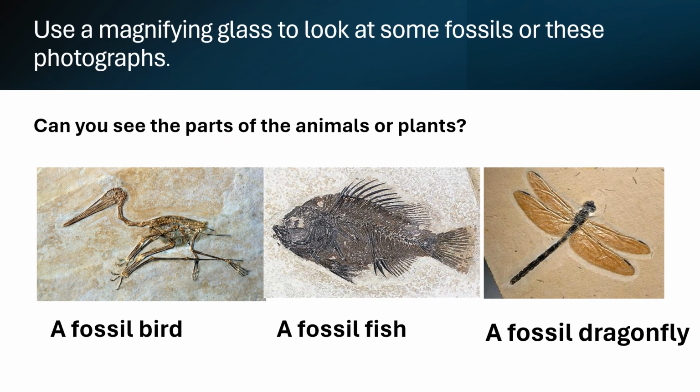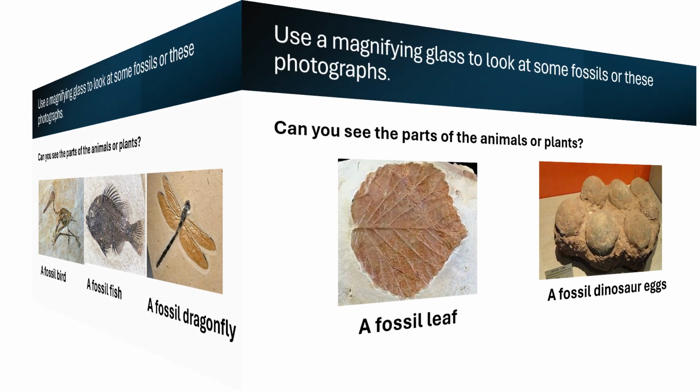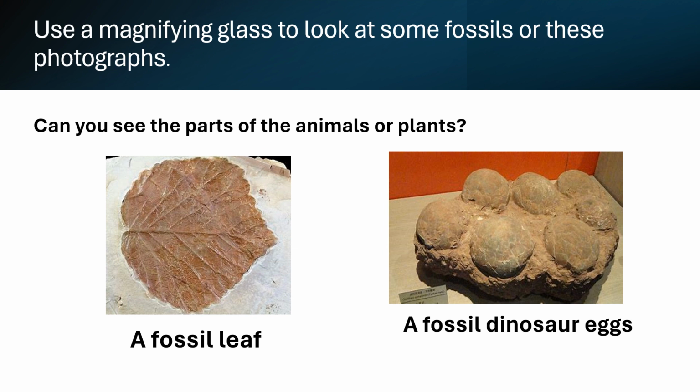Use a magnifying glass to look at some fossils or these photographs. Can you see the parts of the animals or plants? A fossil bird, a fossil fish, a fossil dragonfly. Use a magnifying glass to look at some fossils or these photographs. Can you see the parts of the animals or plants? The first one is a fossil of a leaf, and the second one is a fossil of dinosaur eggs.